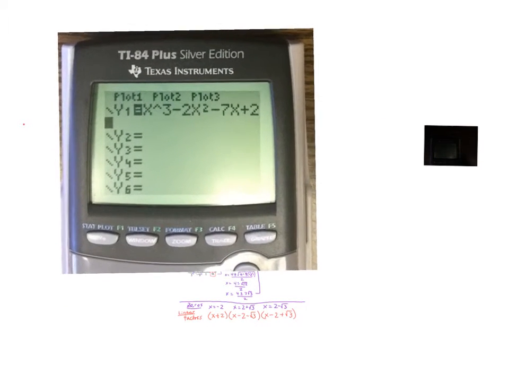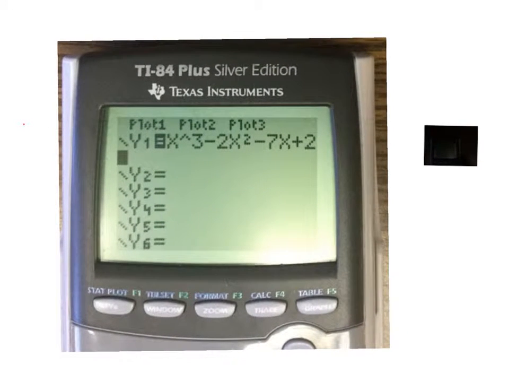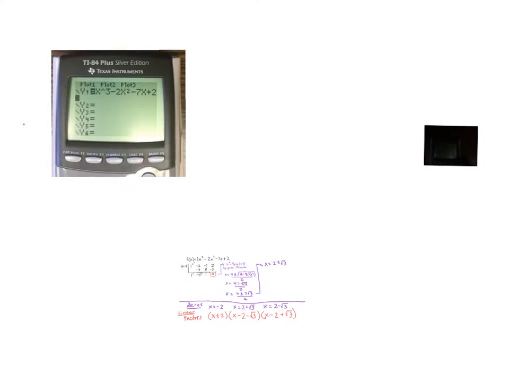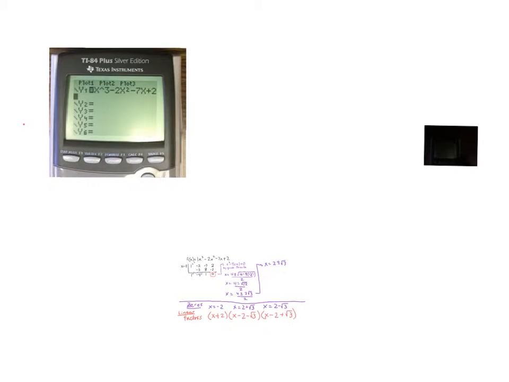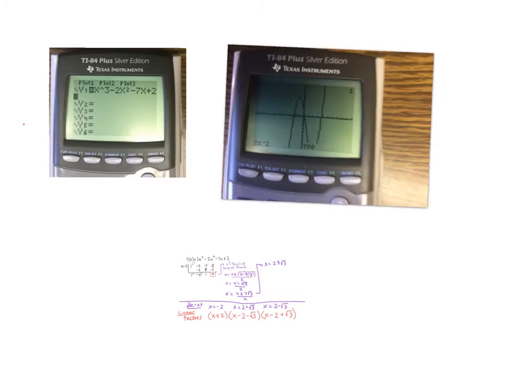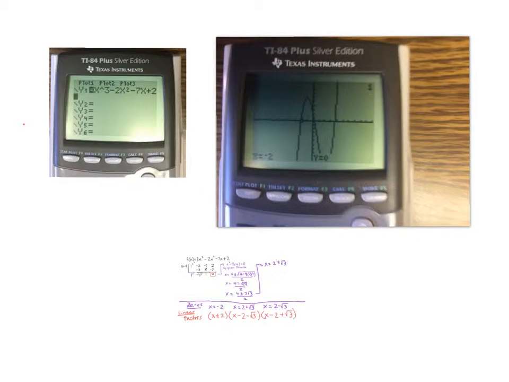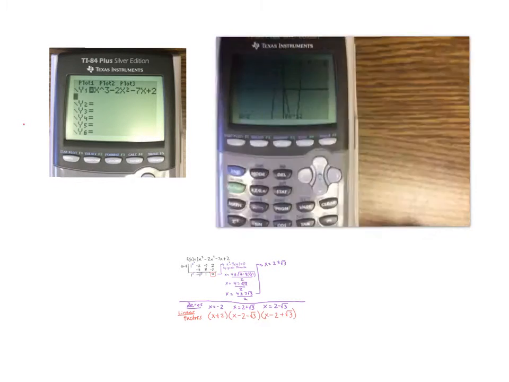So to start this, I'm going to graph my x cubed minus 2x squared minus 7x plus 2. So I put that into my graphing calculator. I'm going to hit zoom 6 to set a standard window, which is a negative 10 by 10 window. So if you haven't done that, do so. When I hit graph, it's going to look something like this, and I'll just take you through the steps.